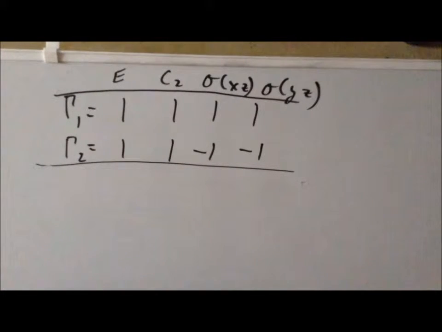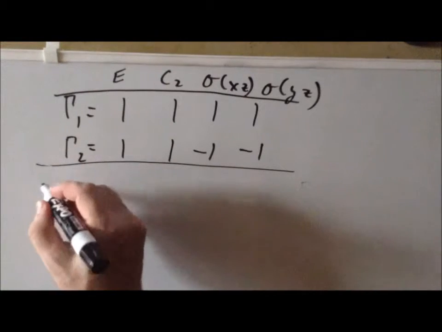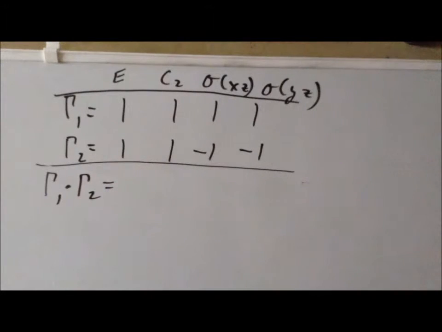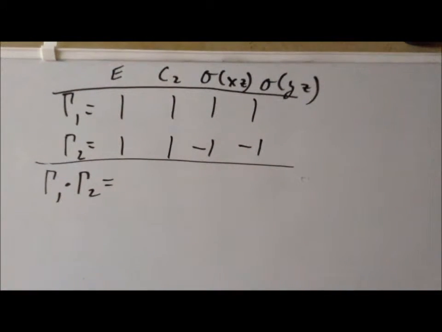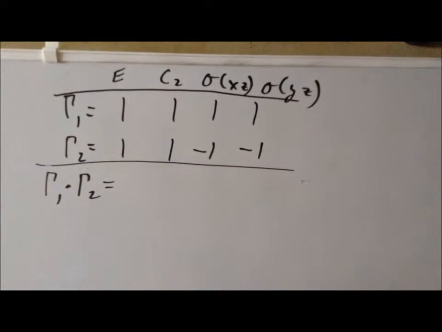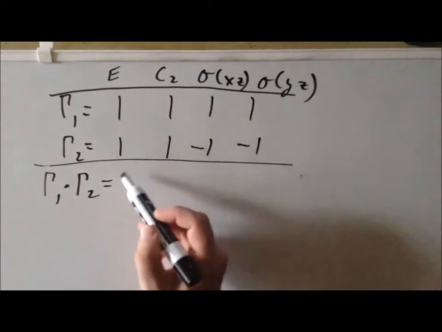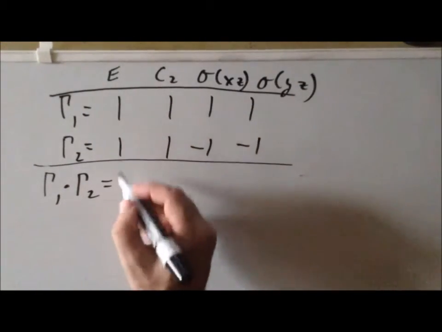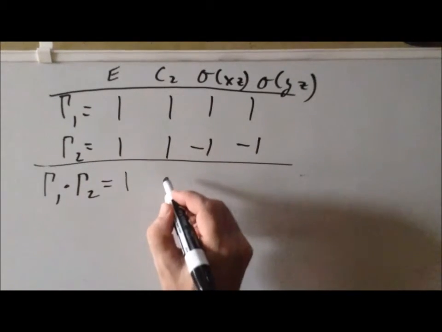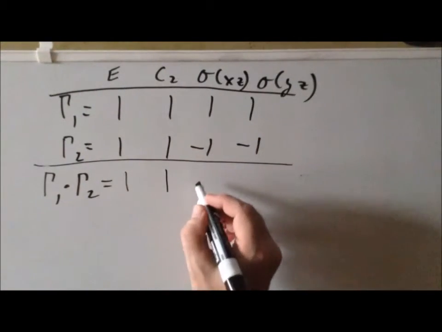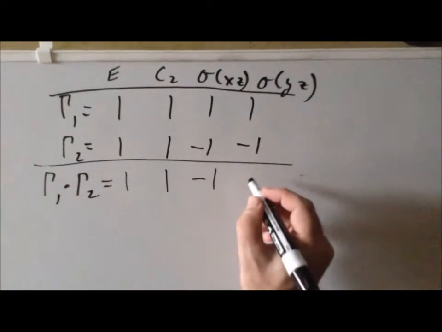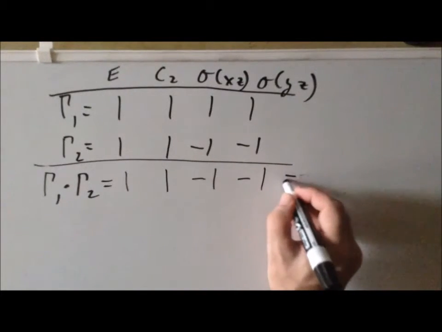So here we want to find out what gamma 1 dot gamma 2 is going to be. Okay? Gamma 1 dot gamma 2. And in the beginning, it works exactly the same way as cross multiplication. We go column by column, and we multiply the various entries. We multiply the characters. So here's 1 times 1 is 1. 1 times 1 is 1. 1 times minus 1 is minus 1. And then for the last class, 1 times minus 1 is minus 1. So far, we've seen that dot multiplication looks quite a bit like cross multiplication.